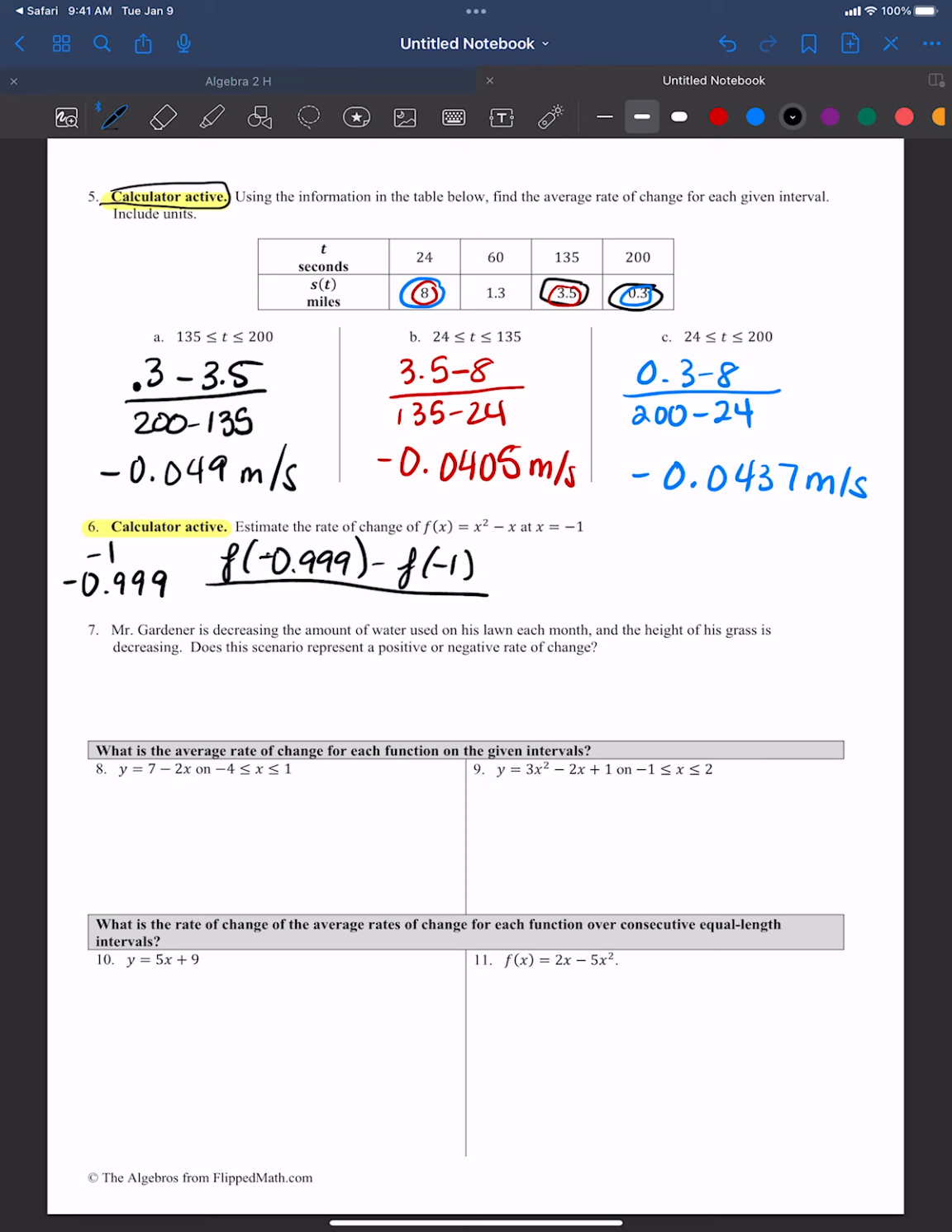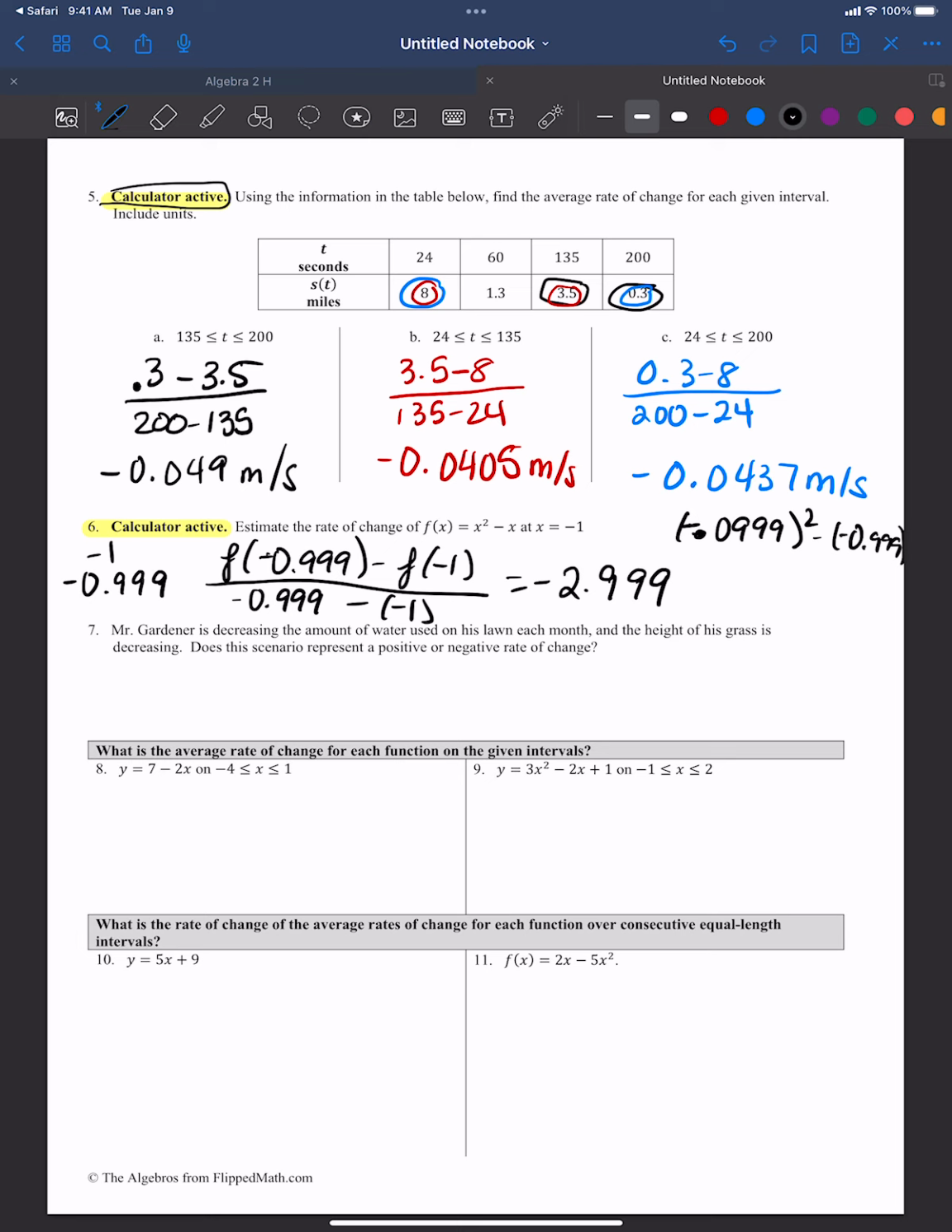So remember, these are the y values. So the y value of -1 and the y value that corresponds with the -0.999, which I am going to use the calculator because this would require me to do that -0.999 squared minus -0.999. So when I do that all in my calculator, my final answer should be about -2.999. So remember, this is an estimate. So you should be somewhere near that number, and that's what you are looking for.